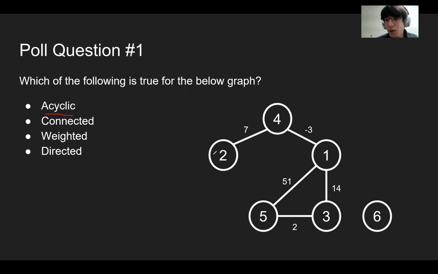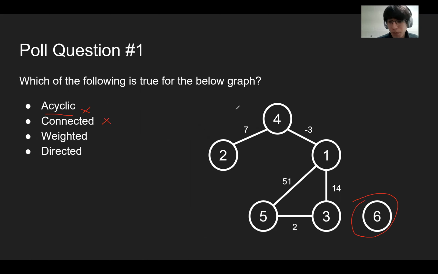Well, at 2, no, there's not. And at 4, there's also not, but at 1, there actually is. We can look at what that path would be. It's 1 to 5, 5 to 3, and 3 to 1. As a result, it's not acyclic because we found the cycle. Next, is it connected? Well, it's not connected, because 6 is off on its own. It's not connected because 6 isn't connected to the rest of the graph.